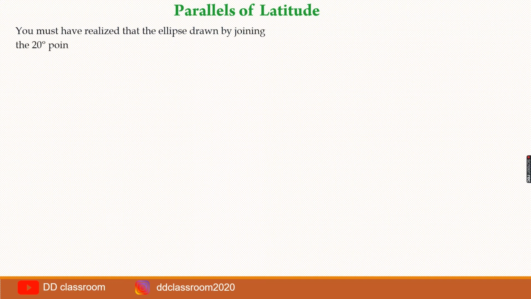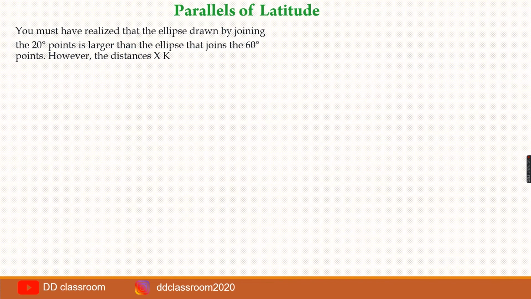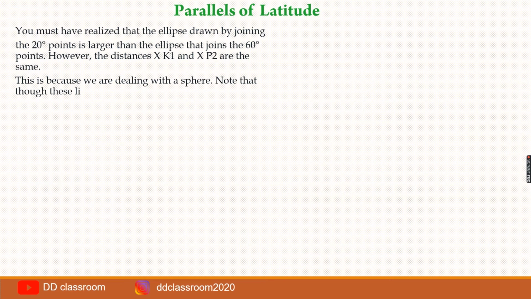Parallels of latitude. You must have realized that the ellipse drawn by joining the 20 degree points is larger than the ellipse that joins the 60 degree points. However, the distance XK1 and XP2 are the same. This is because we are dealing with a sphere. Note that though these lines appear to be ellipses in the diagram, on the globe they are circles.